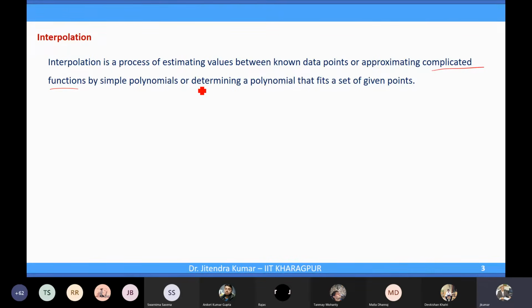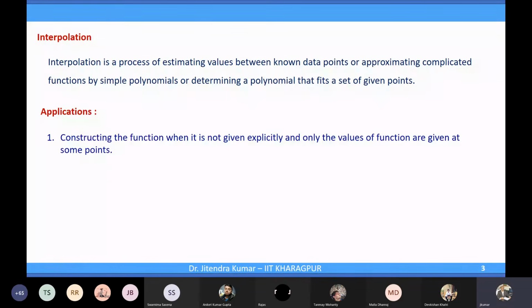The other one is similar: some data points are given and you want to fit a curve, for the same reason I mentioned before. Now you will be able to find all these unknown data points. Here the value is not known, then you can approximate it by this fitted curve. That is the idea of the interpolating polynomial.